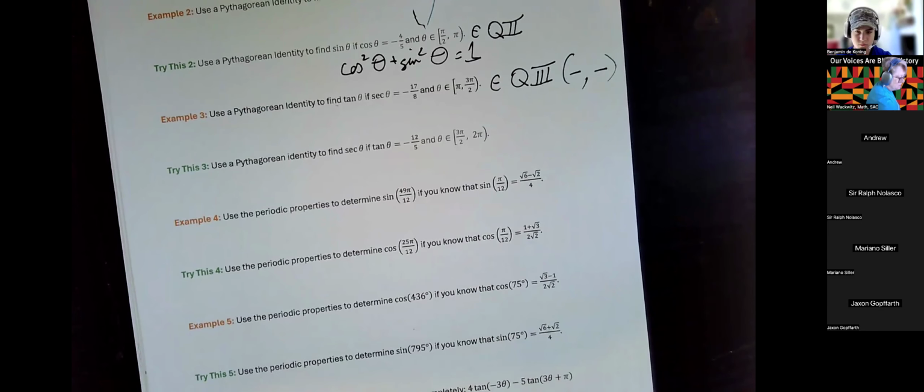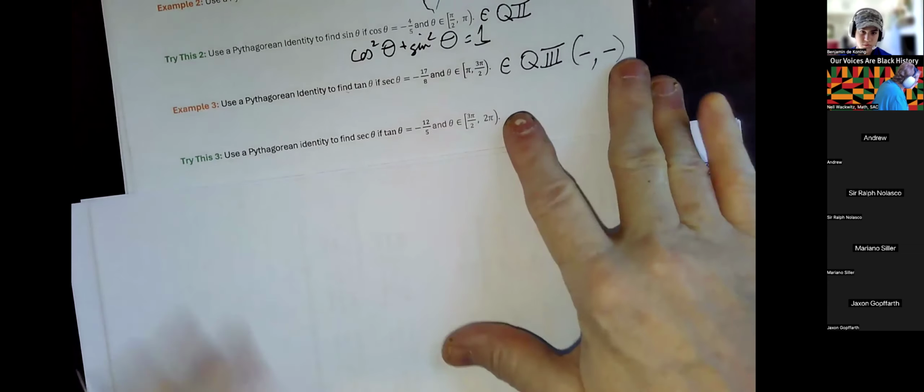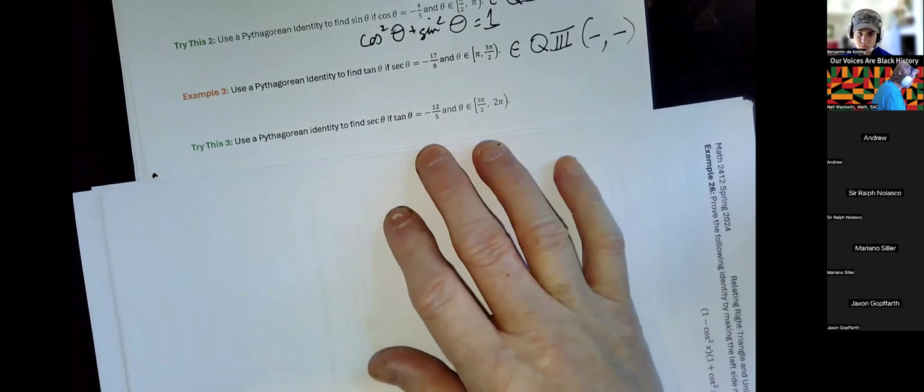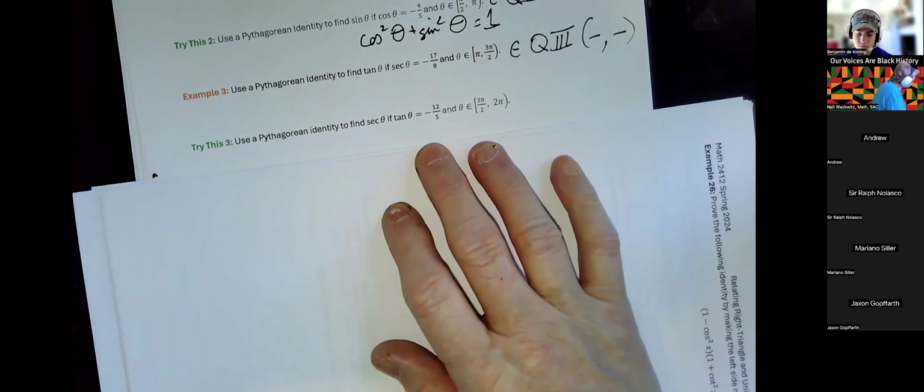I do want y'all to do the try this. Or which one did we just do? Oh, yes, that's right. So I want y'all to find the secant if you know tangent and you know the quadrant. And I want to hear y'all talk. I'll be here, but I'm going to go away.